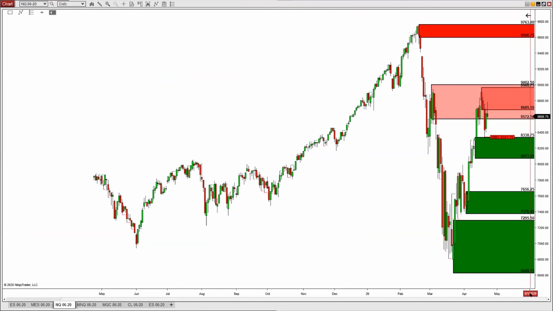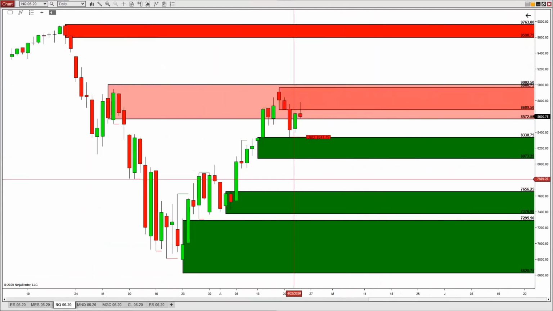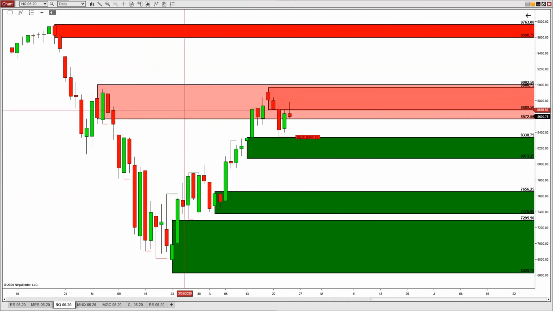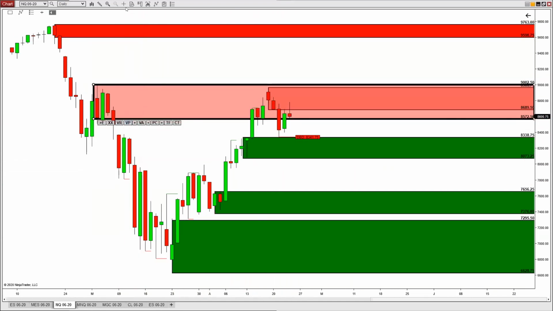Now, I want you guys to see how our software functions. It is very straightforward. Red, green, all that. You can make the colors whatever you want. This is supply. This area is demand. Now, let's look at what has just happened in the past couple of days. We went up. We revisited this. Let me get rid of these for you. We revisit the supply level.